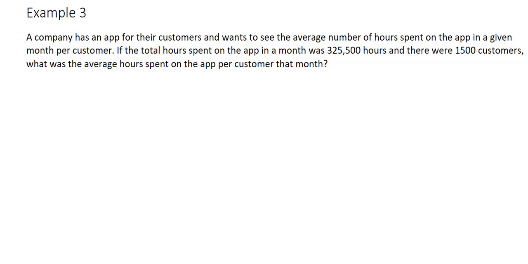So example 3: a company has an app for the customer and wants to see the average number of hours spent on the app in a given month per customer. So if the total hours spent on the app in a month was 325,500 hours and there were 1,500 customers, what was the average hours spent on the app per customer that month? So we're looking at this and we're going to go ahead and divide it by that number. So we can indicate it like this.